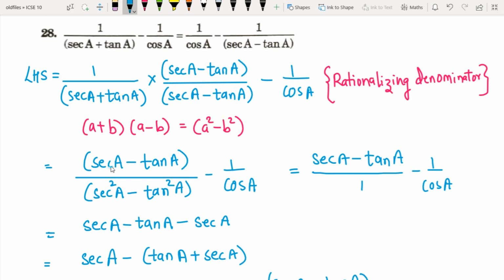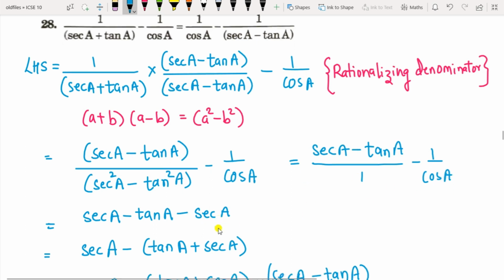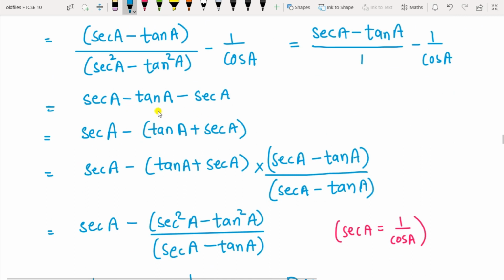So sec square A minus tan square A, and the numerator will be sec A minus tan A minus 1 upon cos A. So sec A minus tan A, therefore this denominator will become 1. This is the Pythagorean identity formula, and minus 1 upon cos A. Now in place of 1 upon cos A, substitute sec A. Okay, take the minus common here from these two terms. So it will be tan A plus sec A.